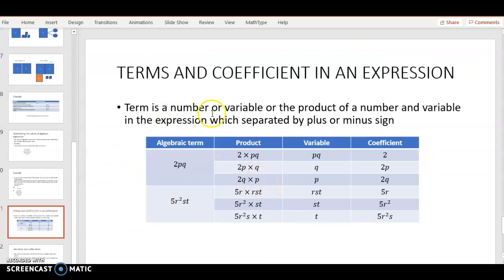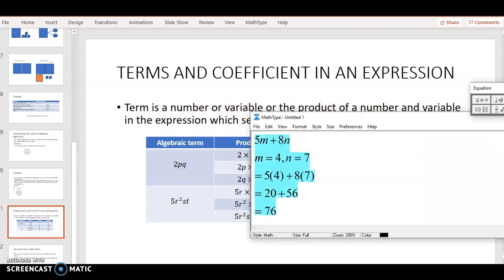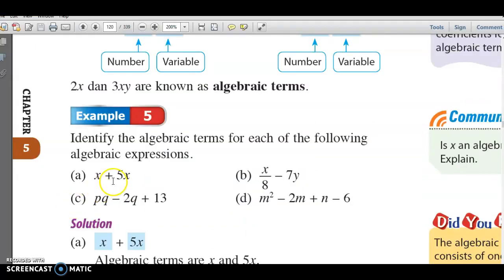A term is a number or variable or the product of a number and variables in an expression, separated by plus or minus signs. This means that to identify the algebraic terms, the plus and minus symbols will be your guide to separate the different algebraic terms. For example, x plus 5x means that x is one algebraic term, and 5x is another algebraic term.